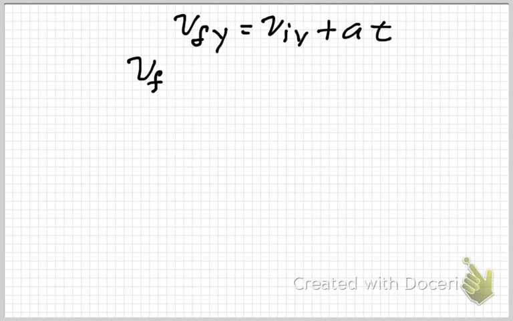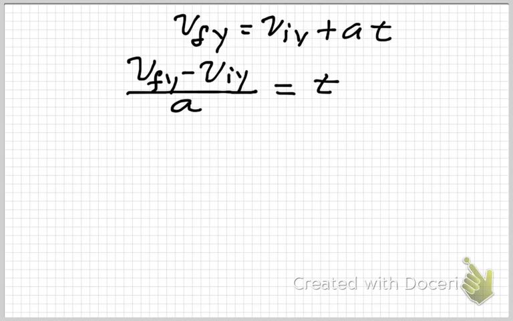For that, I'm going to use velocity final in the y equals velocity initial in the y plus a t. Alright, I need to solve this for time. So I'm going to subtract velocity initial in the y from each side. And I'm going to divide by acceleration, each side. And on the right hand side it goes to 1 and it stays on the left.